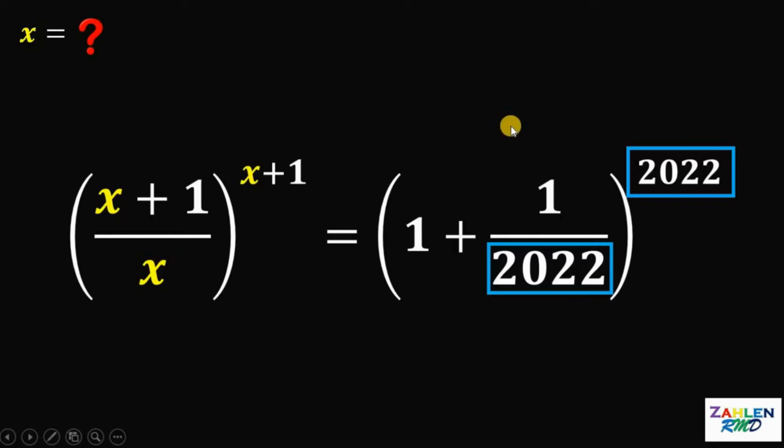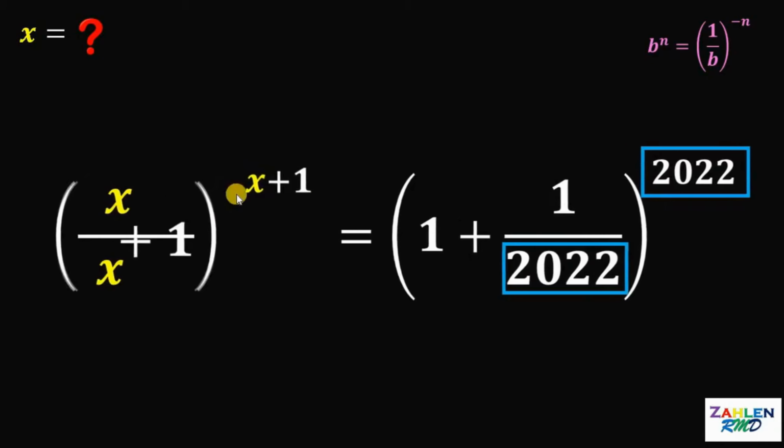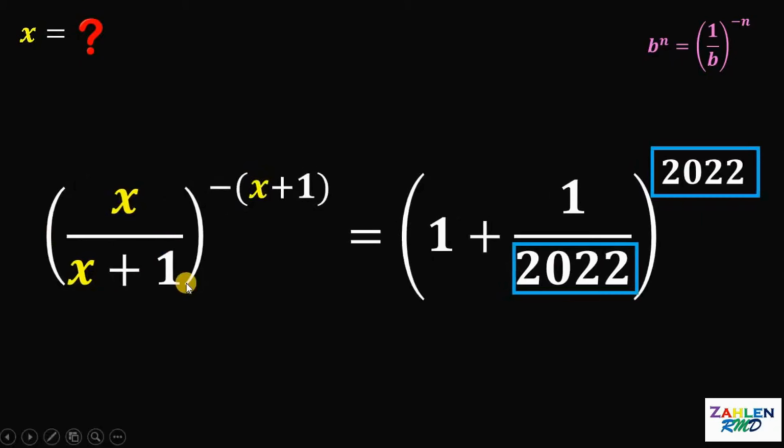Now, take note of this law of exponents. If we have b raised to n, it is equivalent to the reciprocal of the base, 1 over b, raised to the negative of the exponent, which is negative n. Now, on the left-hand side of our equation, we can say that (x+1)/x raised to x plus 1 is equivalent to x/(x+1) raised to negative of x plus 1.